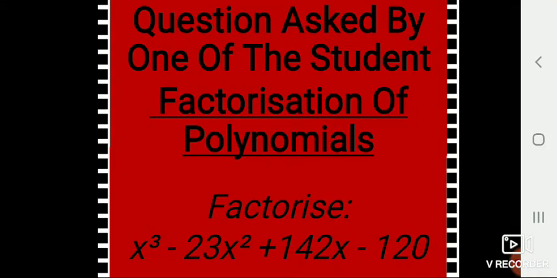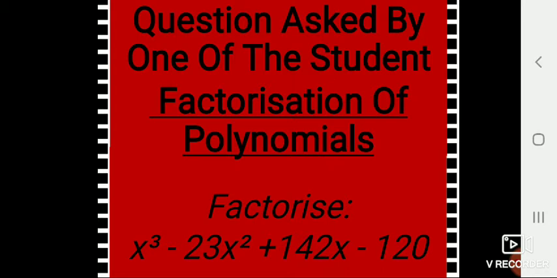Today I am going to explain one question, a factorization question from the chapter Polynomials of class 9, asked by one of my students. The polynomial is x cube minus 23x square plus 142x minus 120. How to factorize this? I am just going to explain.